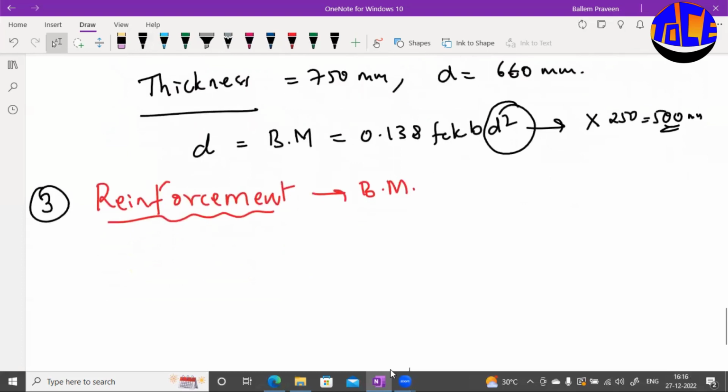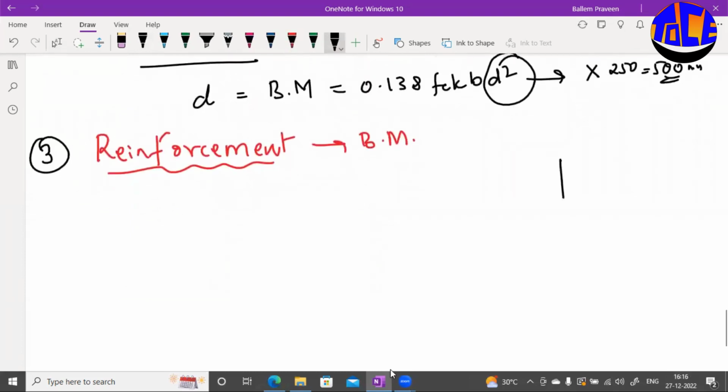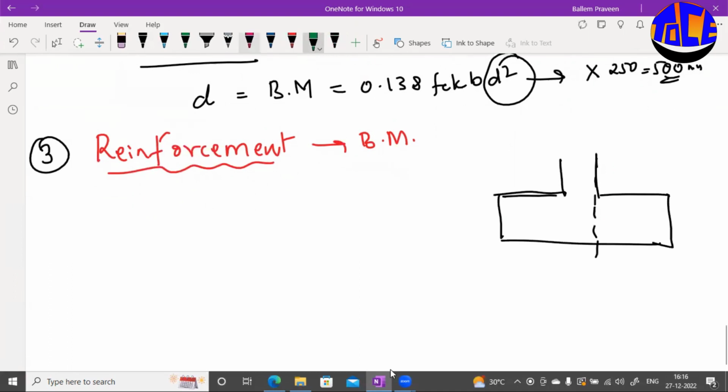Okay, so for the bending moment, the critical section will be at the face of your column. If this is a column, the face of your column will be your critical section. If you see here, this looks like a cantilever, right? It is fixed here, and underneath this you have a load QU. QU, you know, is 383 kilonewtons.